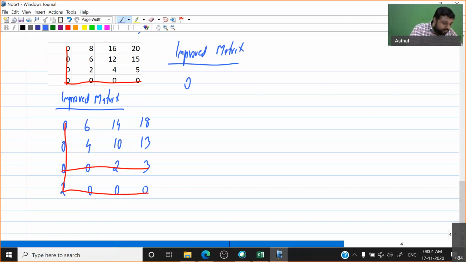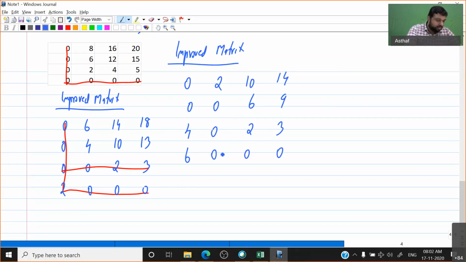So 0, 2, 10, 14. 0, 0. We have 6, 9. This is the intersection we have to add, so which will be 4. So we got the improved matrix.